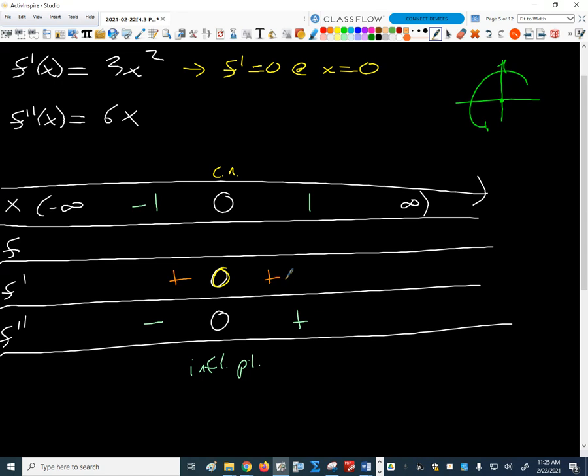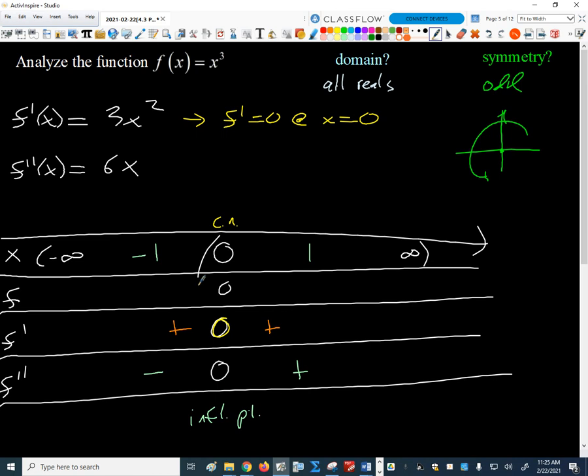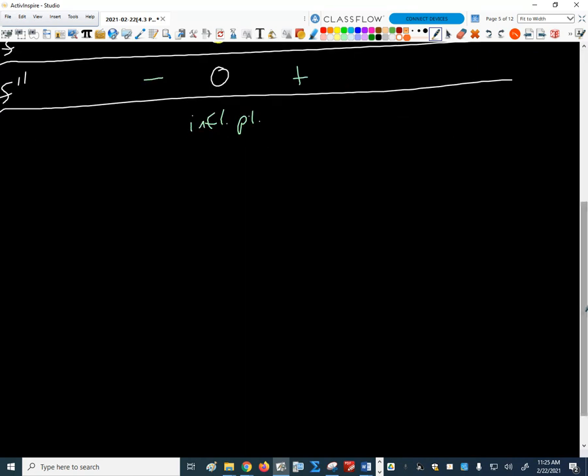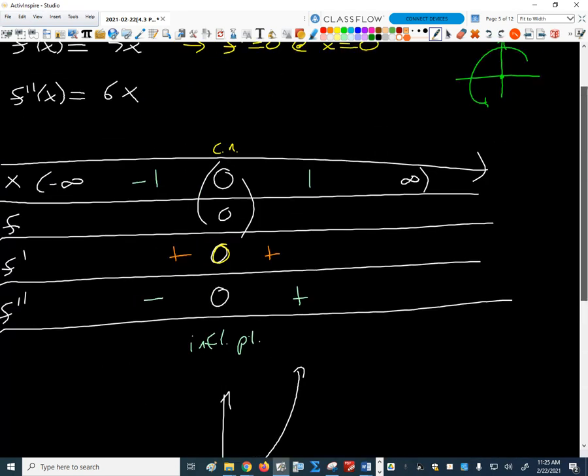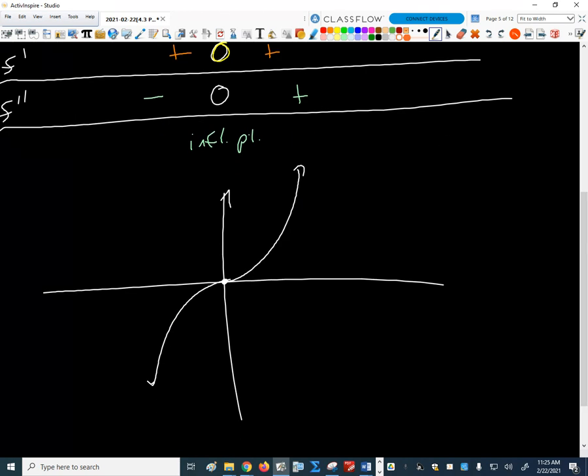Okay, and what's this thing look like? Well, we know what it looks like. If I evaluate the function at 0, f of 0 is 0. So I've got an ordered pair. I've got a point of inflection at the origin, and I know that it's concave up on the right side and concave down on the left side. So that we know that's what it looks like. And it does have that rotational symmetry, right? We know it's got odd symmetry. Okay, so everything falls into place. It all makes sense.